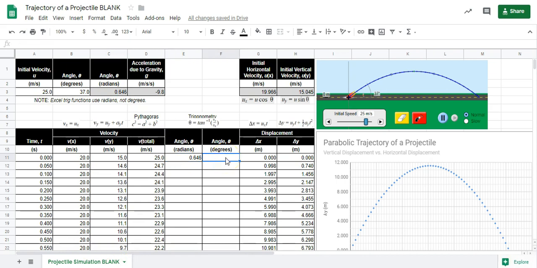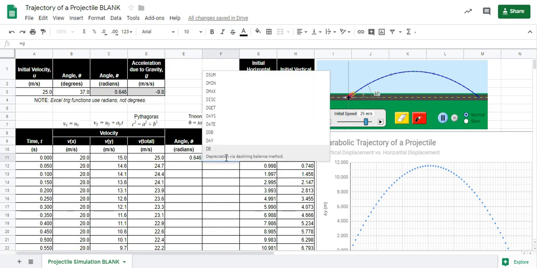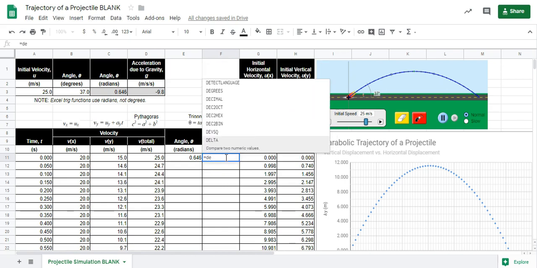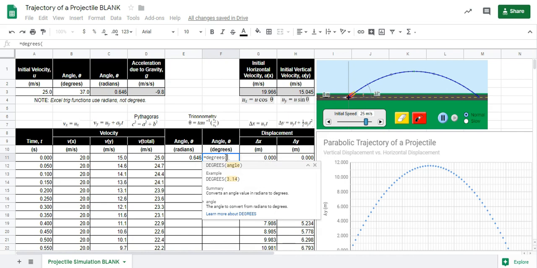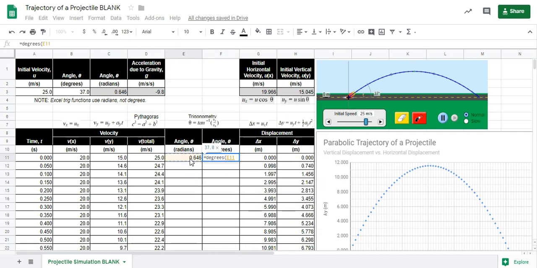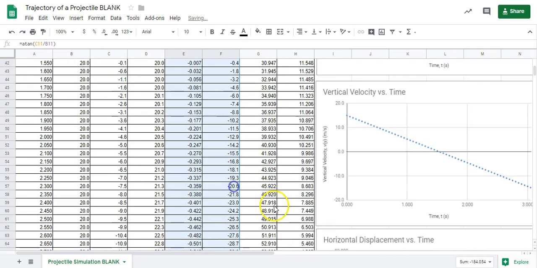And now we just convert radians into degrees. And it's 37, just like the initial. So we can just select both cells and drag them down. And that's it.